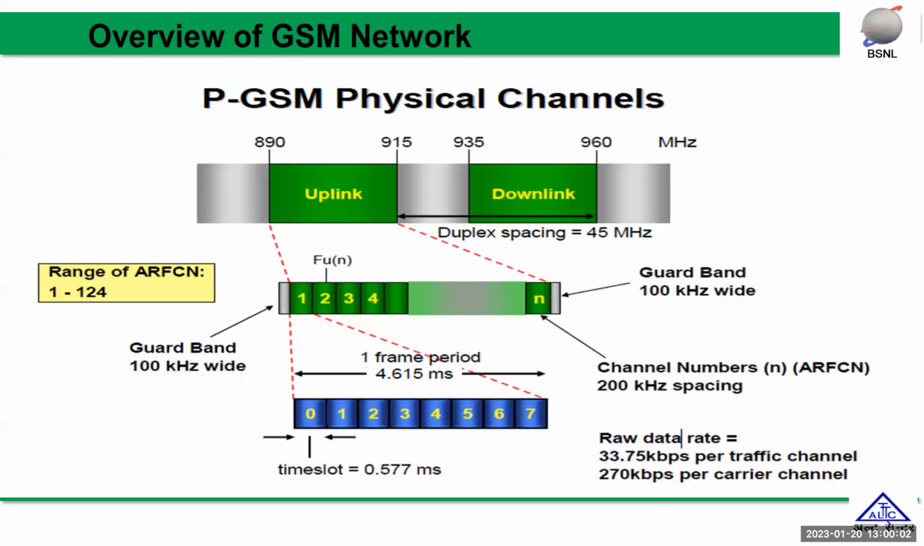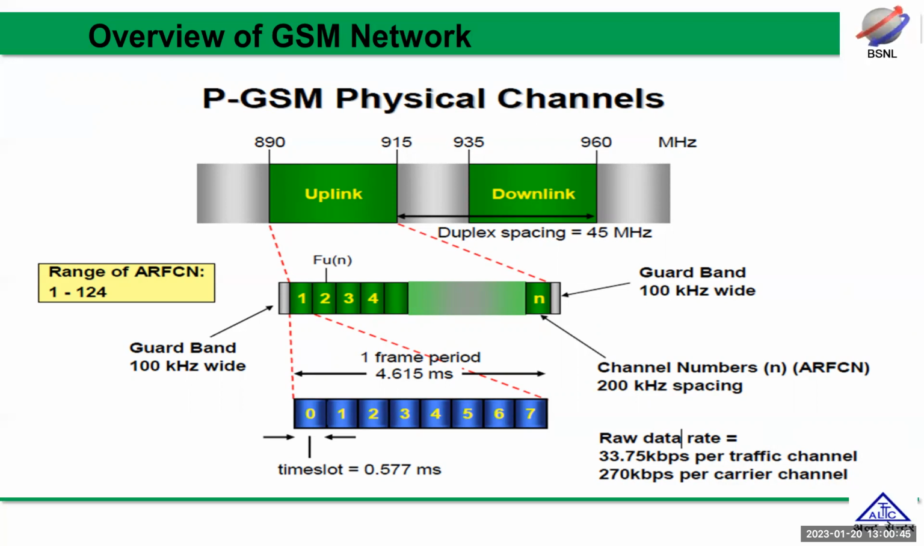This is just an overview description of the physical channels, time slots, and the uplink and downlink frequency bands in the 900 megahertz band. You can see here the uplink is a total of 25 megahertz, from 890 to 915, and the downlink is 935 to 960. The duplex distance, the difference between the uplink and downlink, is 45 megahertz. The total number of carriers ranges from 1 to 124, and it is known as the ARFCN, the absolute radio frequency channel number.